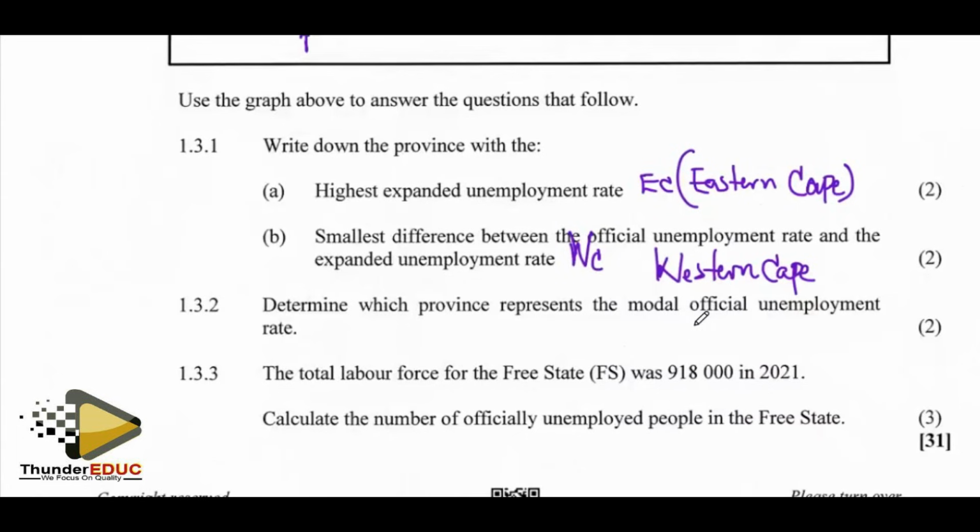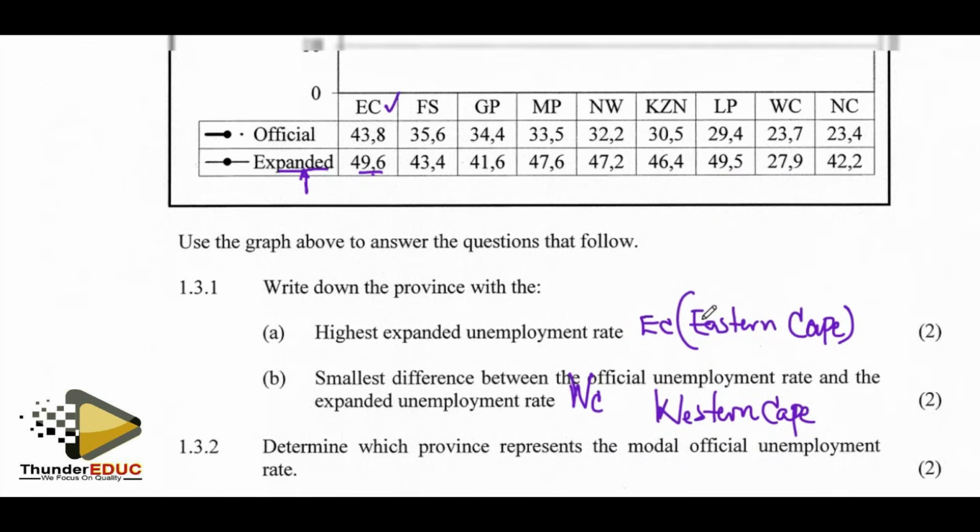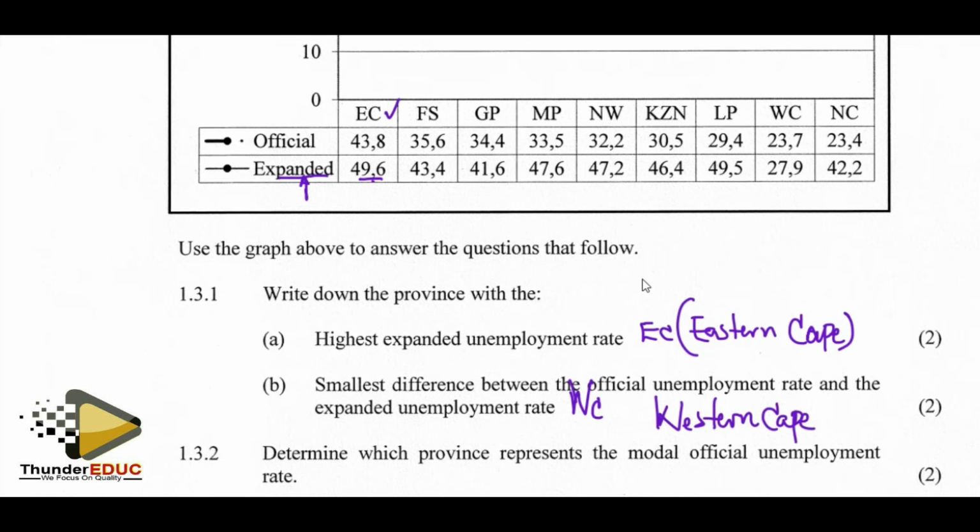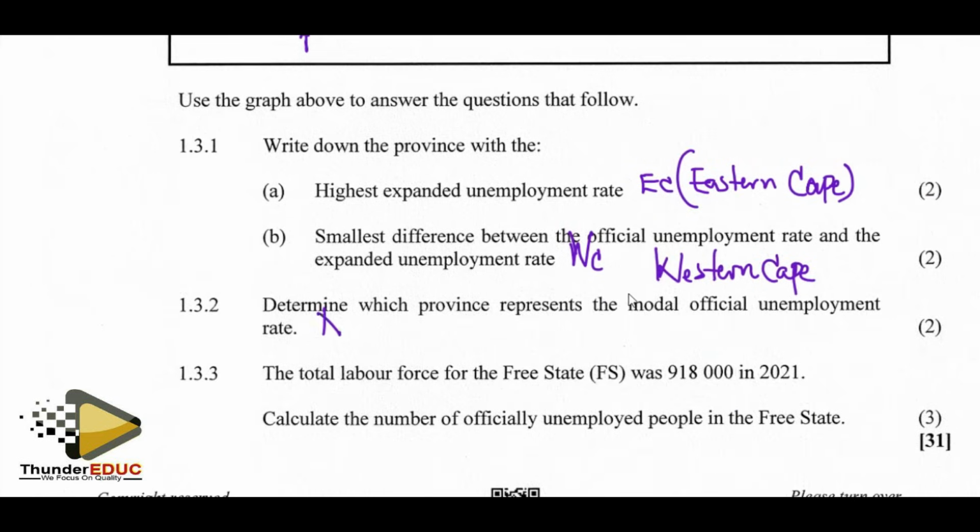Determine which province represents the mode of the official unemployment rate. Remember, mode simply means the number repeating itself. Here we don't have any numbers that repeat themselves. It could have been these two here, but one is 4 and the other is 7. So we end up saying none.